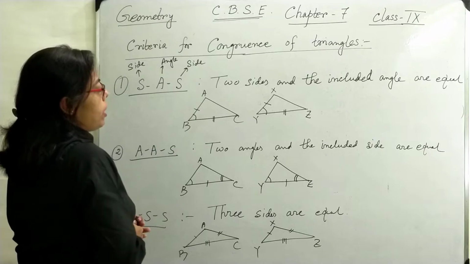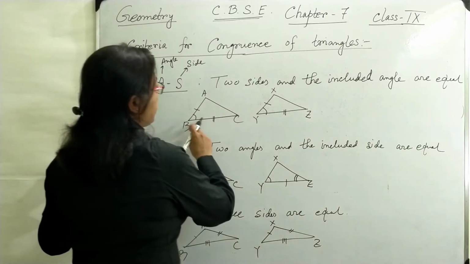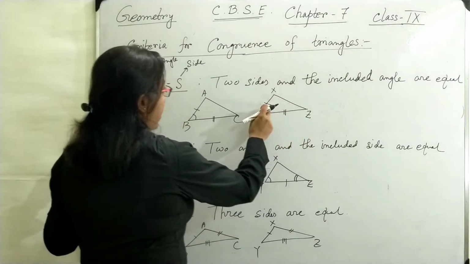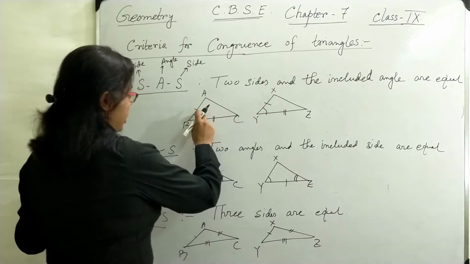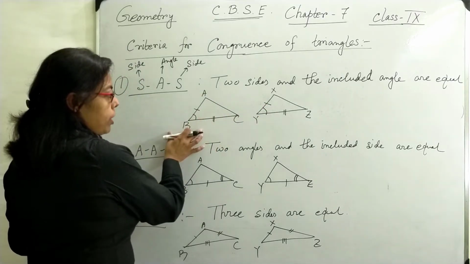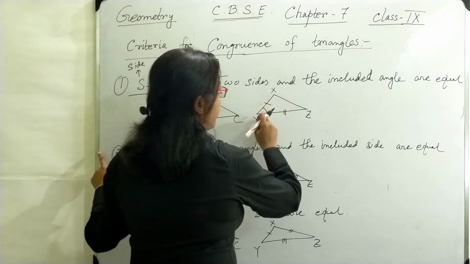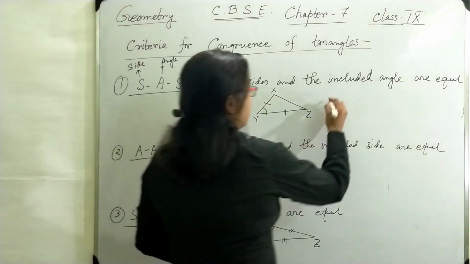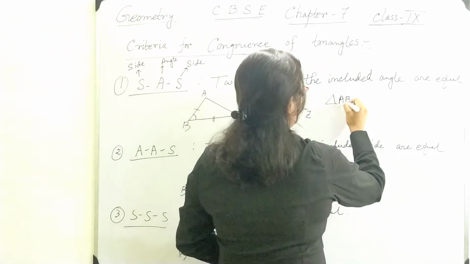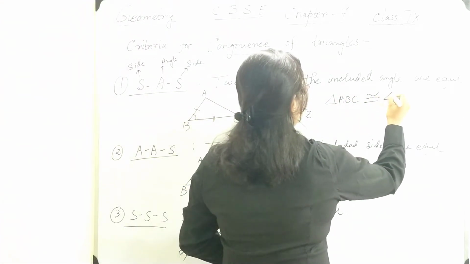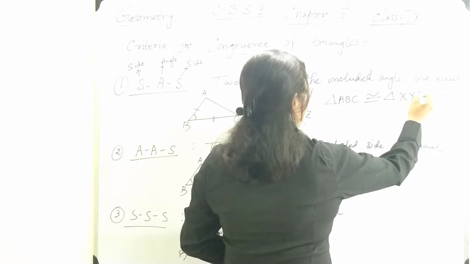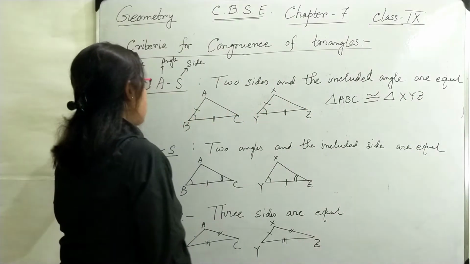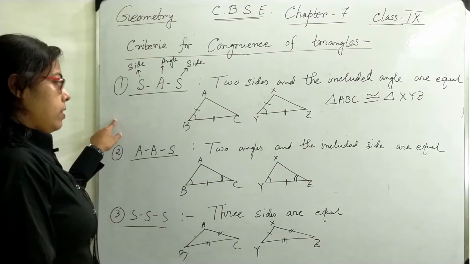Suppose AB equals XY, BC equals YZ, and the included angle between them, that is angle ABC and angle XYZ, are equal. Then we can say that triangle ABC is congruent to triangle XYZ. This is our first criterion, side angle side.